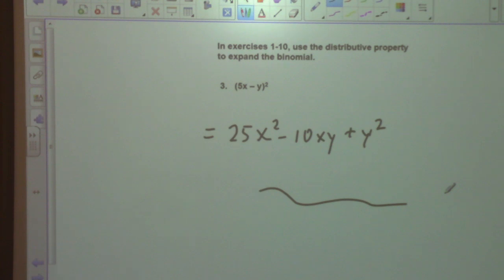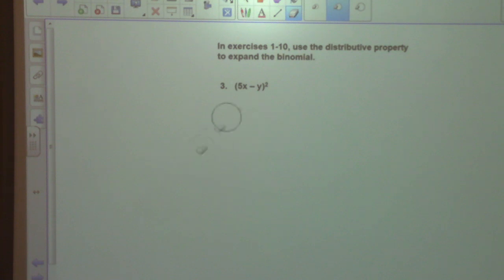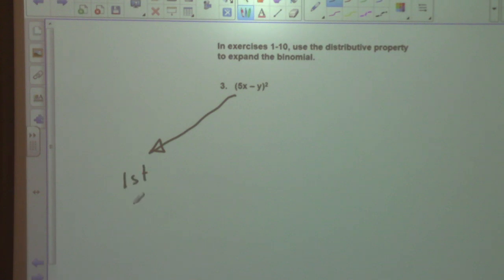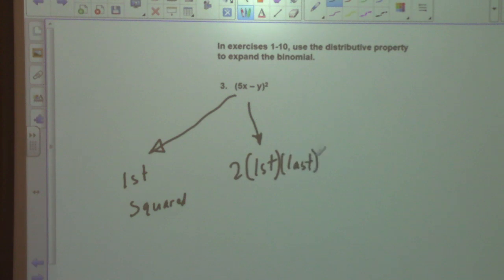What this is, kind of a shortcut to this, is you can take this one here, you can do first term squared, I'll just say first squared. In the middle, you put 2 times first times last. And then over here on the right, you put last squared.